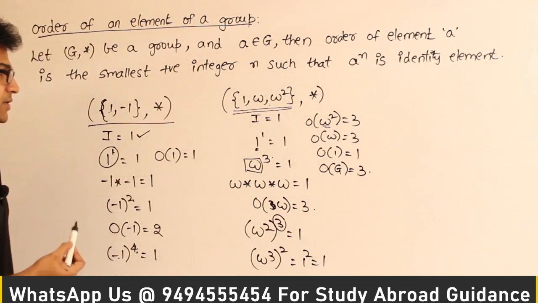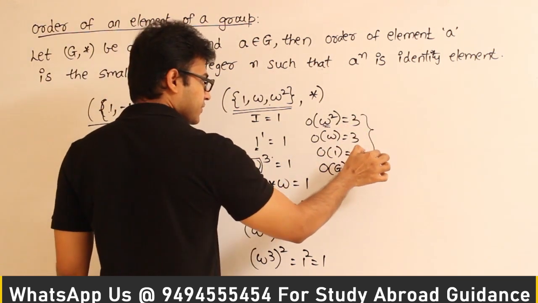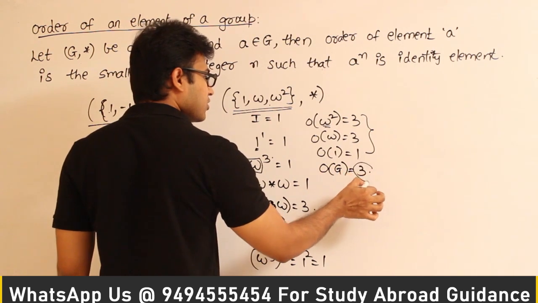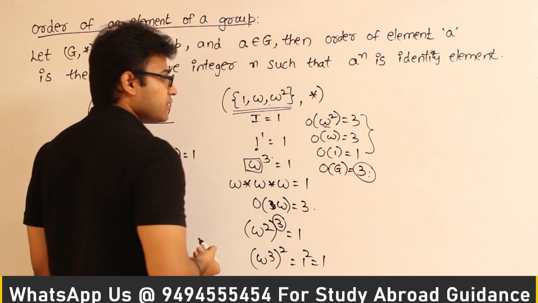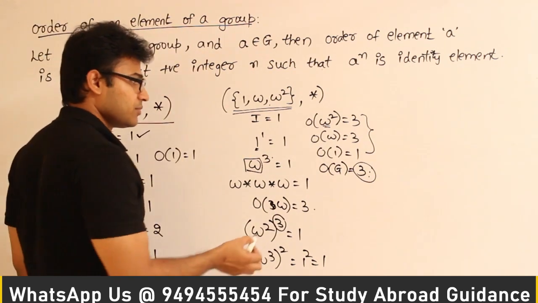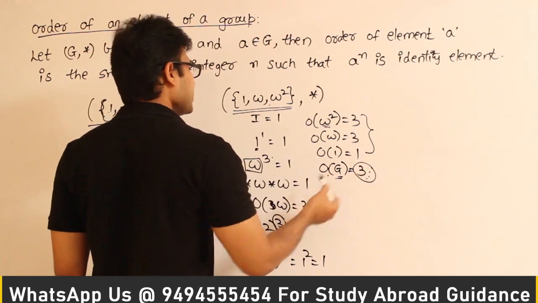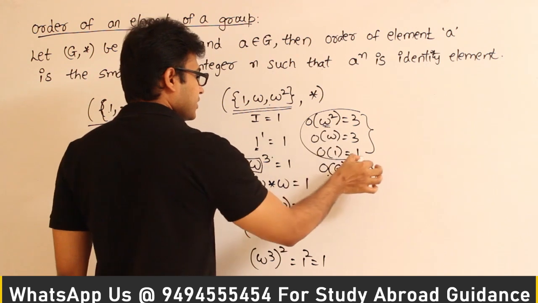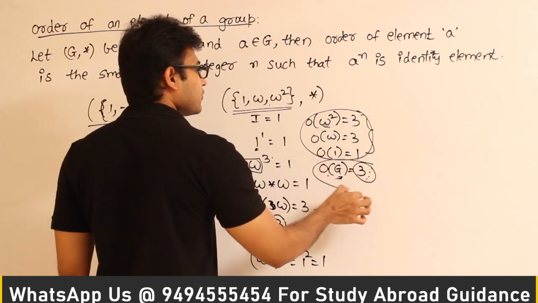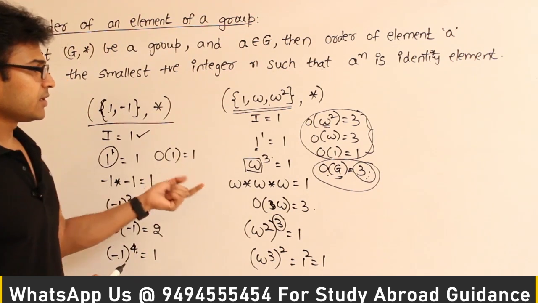So there will be one interesting property here. The order of any element will always divide the order of the group, right? And we can apply this only for finite groups, because for infinite groups we cannot have an order of the group. Only for finite groups we can have a finite number as the order of the group. So remember this, the order of any element will always divide the order of the group. Got it?